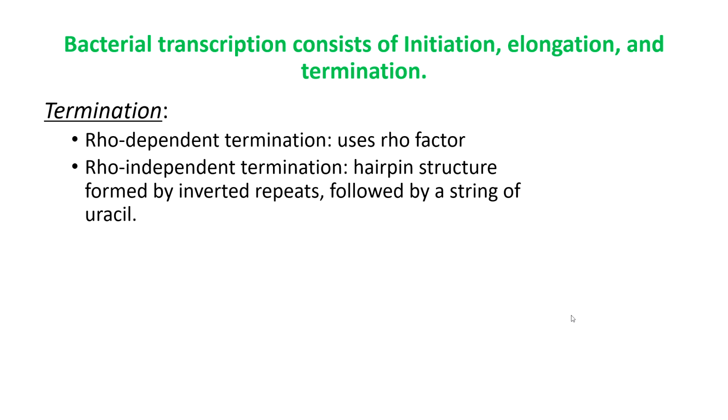Bacterial termination also proceeds in similar ways to eukaryotes with a couple of differences. In bacteria, there are 2 different ways RNA polymerase can be signaled to stop transcribing RNA. One is rho-dependent termination, which uses a protein called a rho factor, and the other is rho-independent termination, which uses secondary structures in RNA to signal RNA polymerase to stop transcribing.